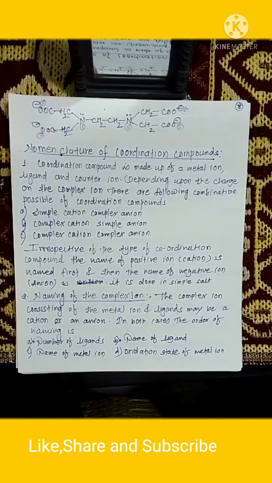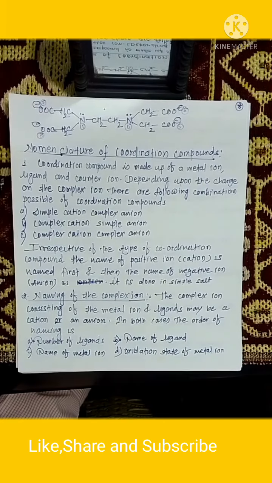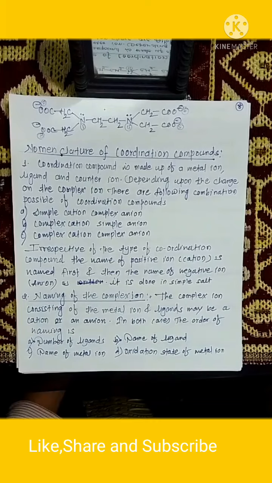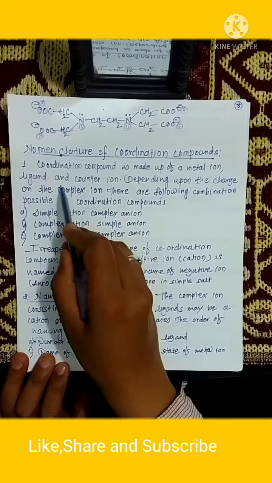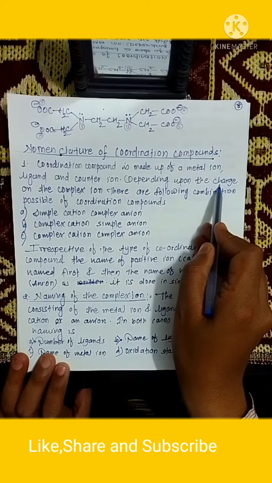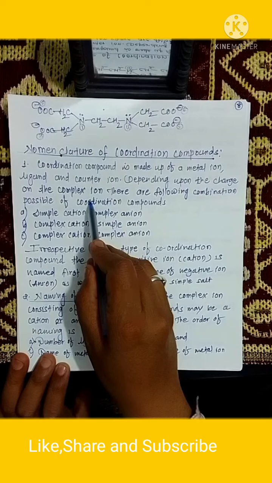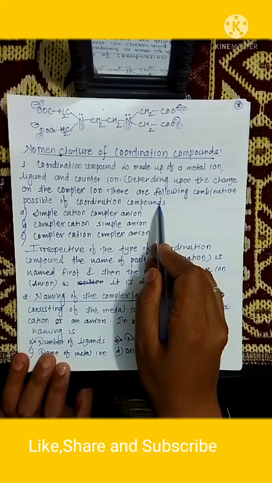Good morning, students. Today we are going to discuss nomenclature of coordination compounds. A coordination compound is basically made up of a metal ion, ligands and a counter ion. Depending upon the charge on the complex ion, the following combinations of coordination compounds are possible.